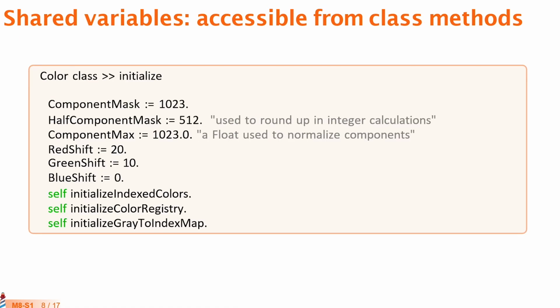Similarly, this is what I show in the UML diagram. The initialize method on the class side will just set the constants that are used afterwards by the compiler once and for all.